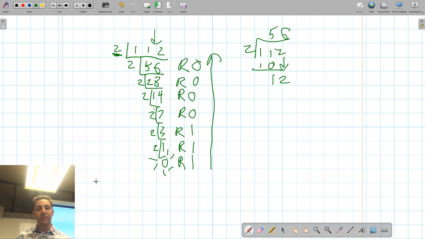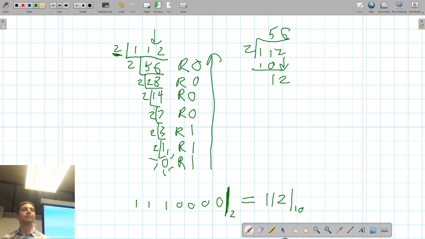So when I take this number, 1, 1, 1, 0, 0, 0, 0, this is a base 2 number. And to illustrate that it's a base 2 number, we use a vertical bar and then a subscript with our base. So this number, base 2, is equivalent to 112 base 10. They are equal.